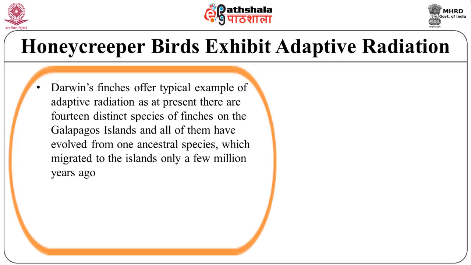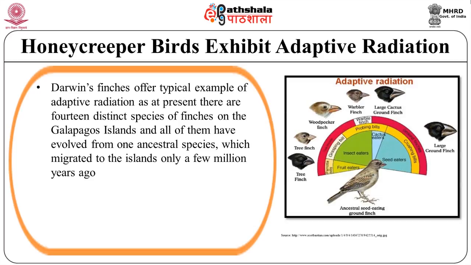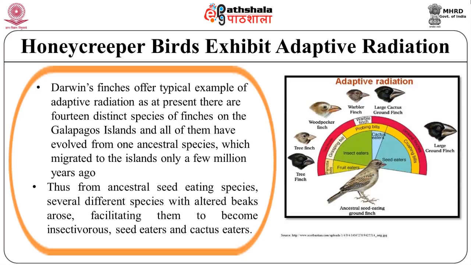Darwin's finches offer a typical example of adaptive radiation. At present, there are 14 distinct species of finches on the Galapagos Islands, and all of them have evolved from one ancestral species, which migrated to the islands only a few million years ago. Thus, from the ancestral seed-eating species, several different species with altered beaks arose, enabling them to become insectivorous, seed-eaters and cactus eaters.